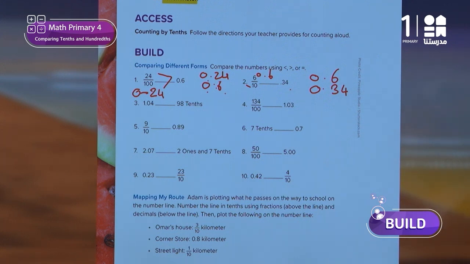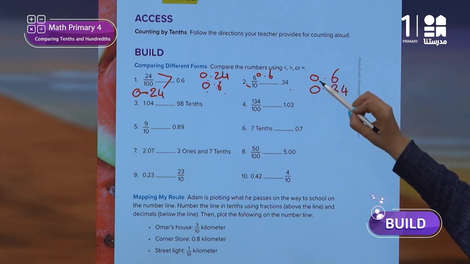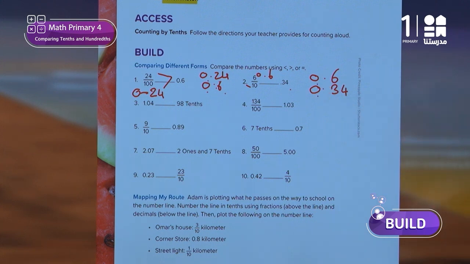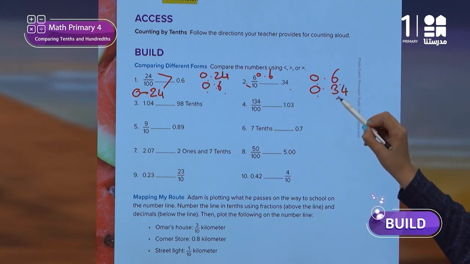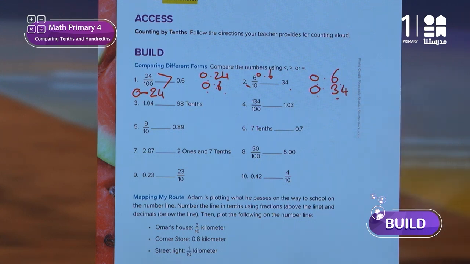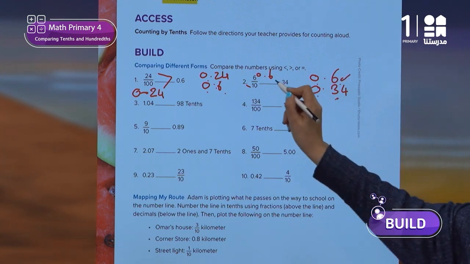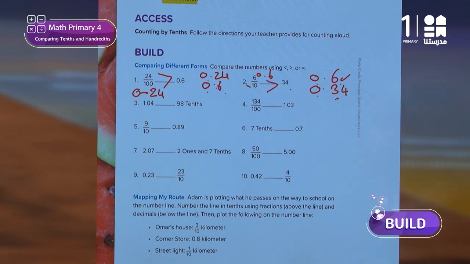Now, what should I do? I will compare the whole numbers. هلاقي إن whole numbers 0. طيب يبقى I will go to the tenth. Here I have 6 tenths and here I have 3 tenths. So, which is bigger? Sure, 6 tenths is greater than 3 tenths. ده معناه إن 6 over 10 greater than 34 hundredths.